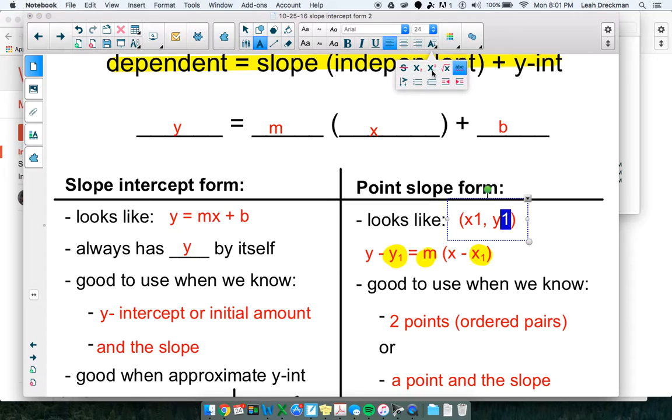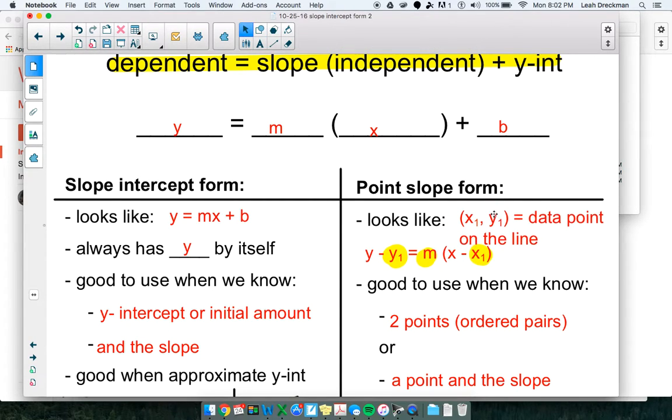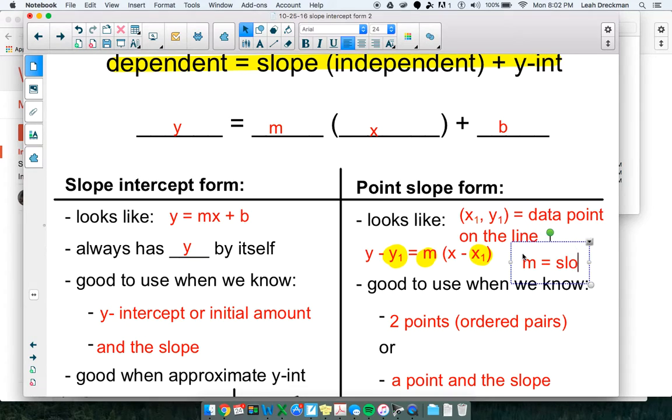x1 and y1 just represent some point on the graph. So like maybe in your lab, that represents some data point, okay, on the line. It has to be on the line of best fit. It doesn't just represent a random point. Our m, as we already know, m is our slope.